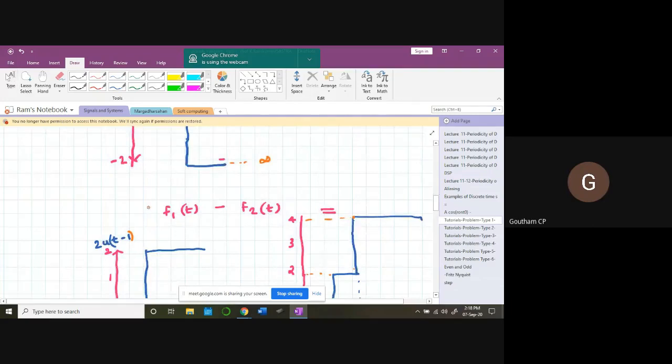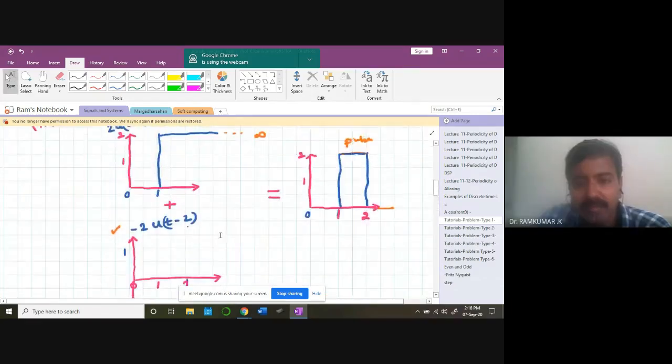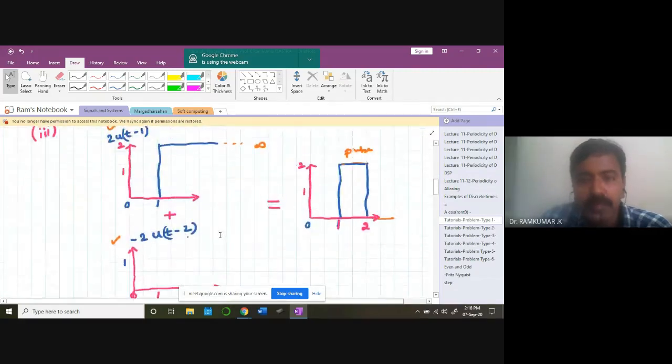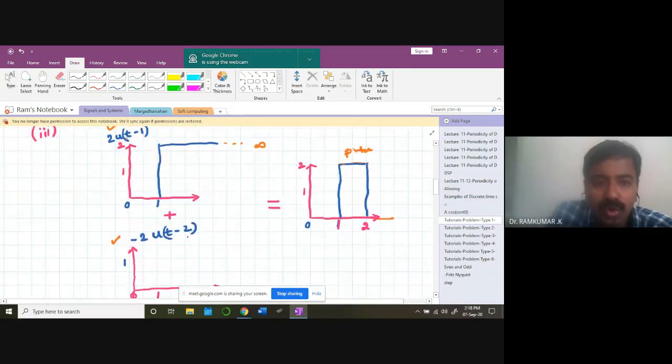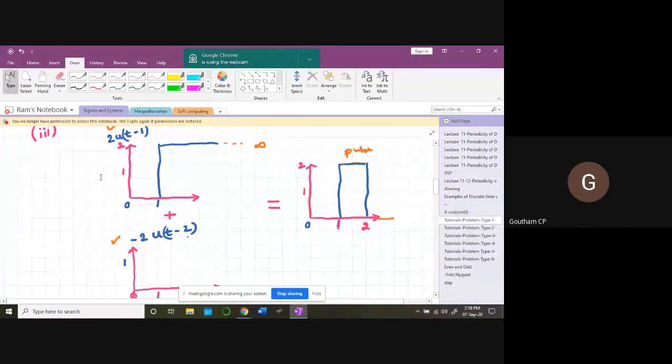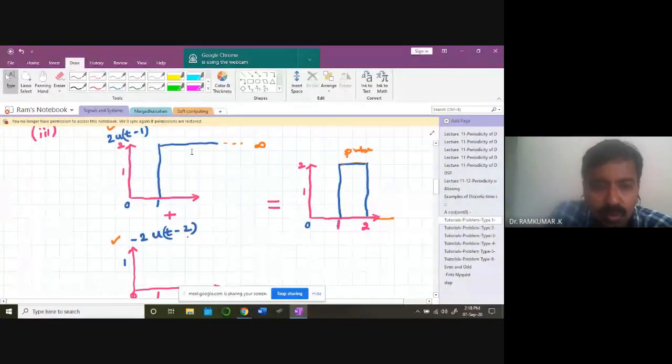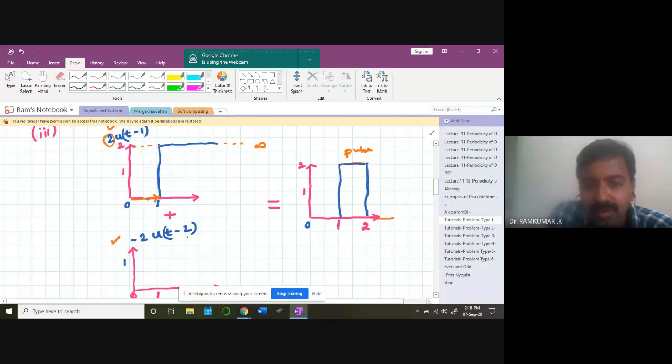Sir, in addition, could you explain, please, sir? That is addition, this one. See here, this is 2u of t minus 1. You understand this signal? Yes, sir. Because the amplitude is 2, it got shifted by 1 unit. That's why t minus 1. This is a time shift. This is an amplitude scale. So because of that, you got a waveform like this, an amplitude of 2 and a time shift of 1.